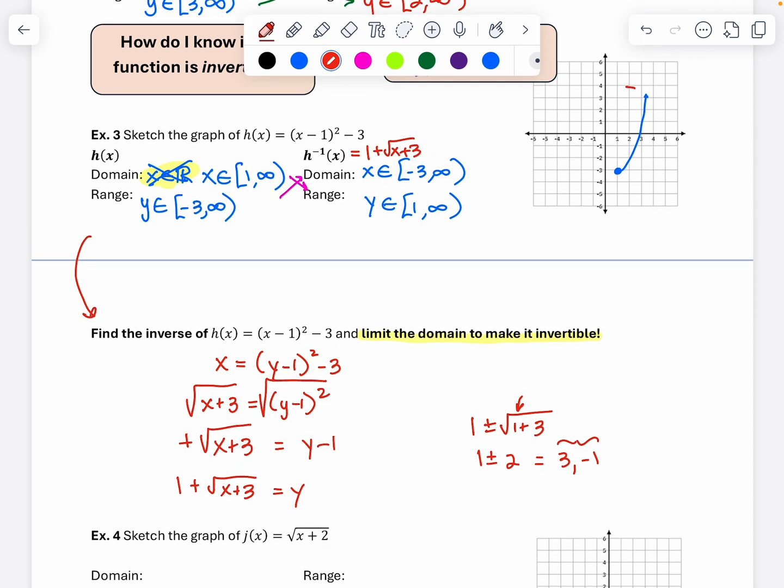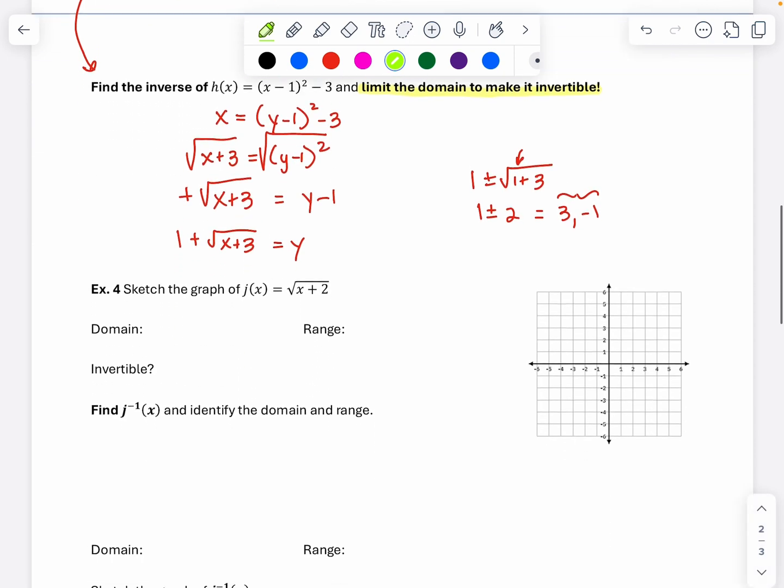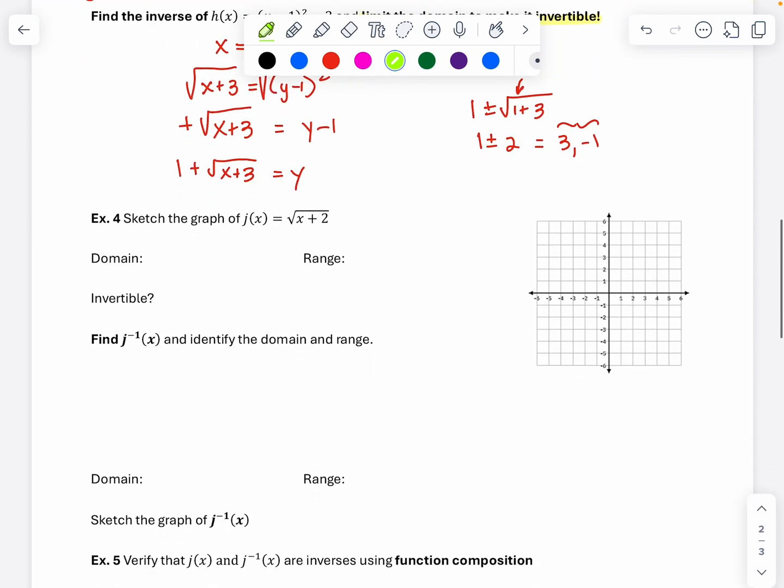If I graph that, my square root function has been shifted left 3 and up 1, and I just have this part this time. And now we can see that we have that symmetry across the line y equals x. Go ahead and try number 4 and then come back to the video.